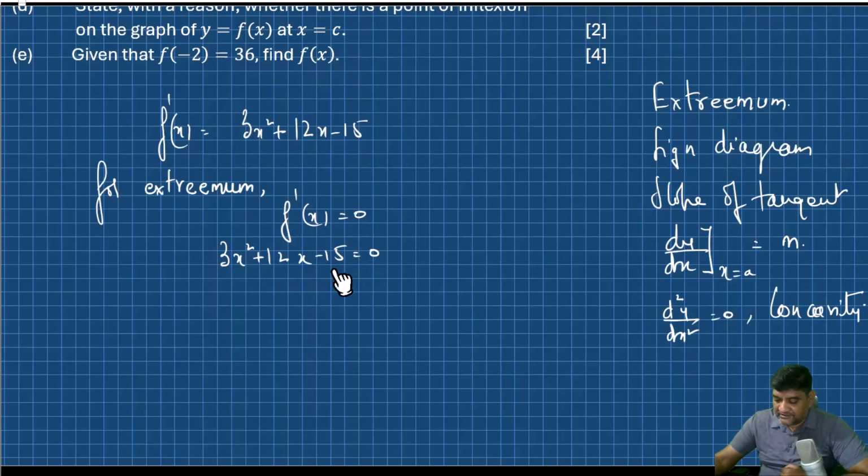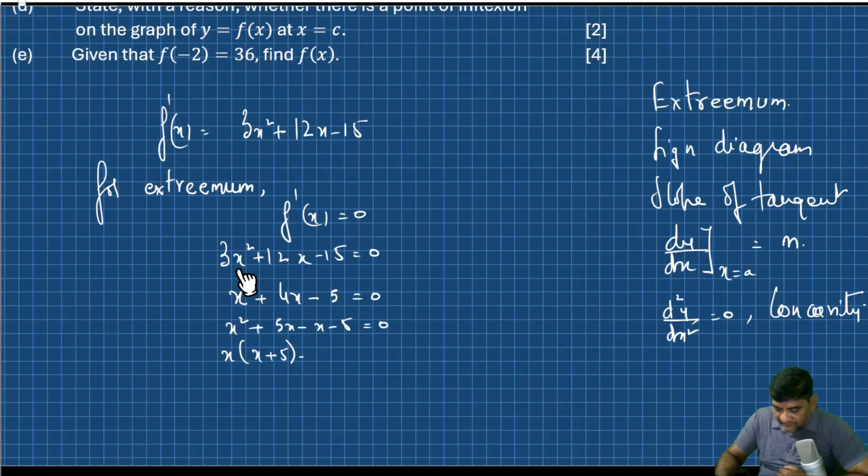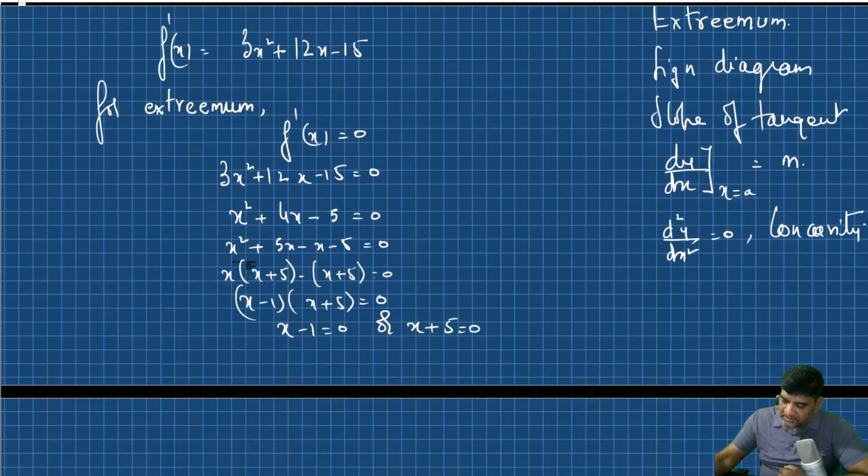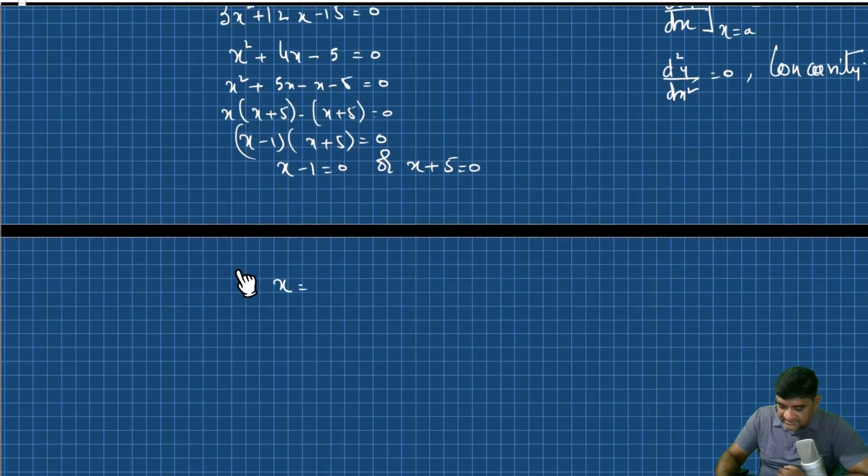I can see that this equation can be divided by 3. So I'm going to go ahead and do that. I'm going to have x squared plus 4x minus 5 equal to 0. So the factors here are going to be 5 and 1. So x squared plus 5x minus x minus 5 is equal to 0. I take x common out, remain with x plus 5, minus common out, x plus 5 is equal to 0. That gives me x minus 1 into x plus 5 is equal to 0, which means x minus 1 is equal to 0, or x plus 5 is equal to 0.